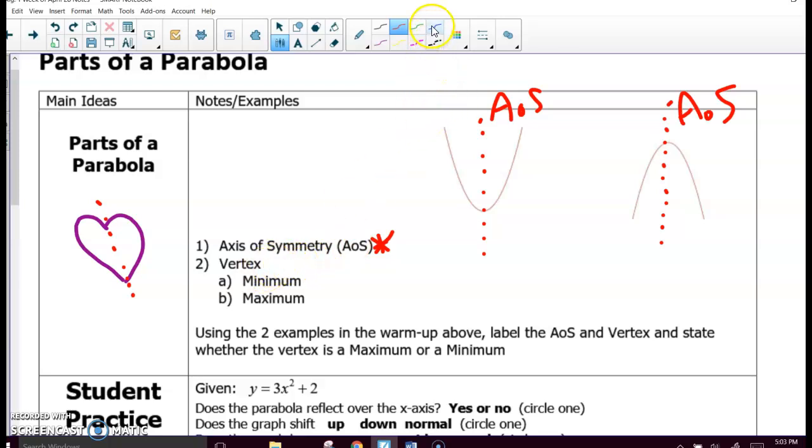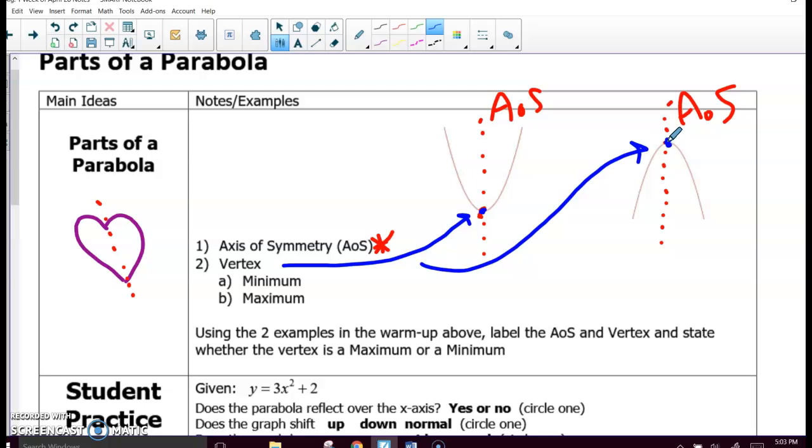Vertex. I've used this word, but let's take a look at what it means in terms of our graph. Our vertex is this particular point right there. I'm going to switch to blue. That is the vertex of my graph. Here's the vertex of my second graph.